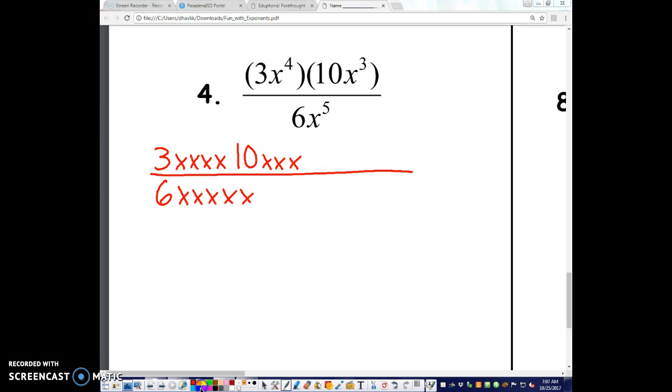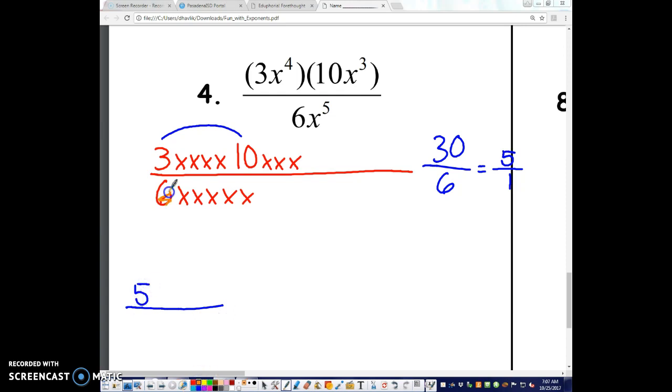So let's take care of our whole numbers first. What's 3 times 10? 30 over 6, right? What's 30 over 6? It's 5, right? So that's going to put 5 on top because 5 is technically over 1. So in our answer down here that we're going to end up with, it's going to have 5 on top.